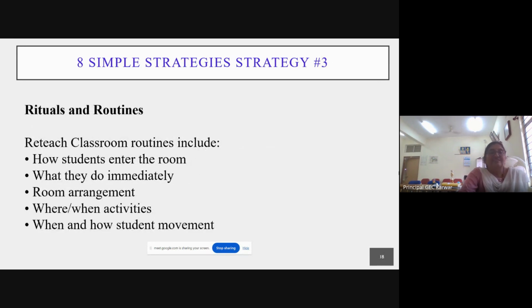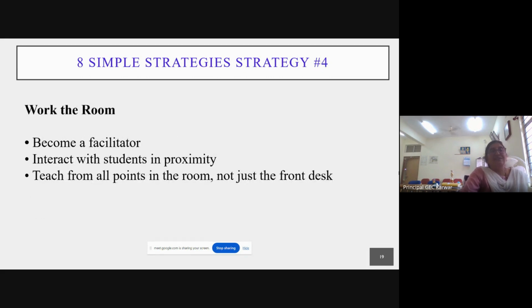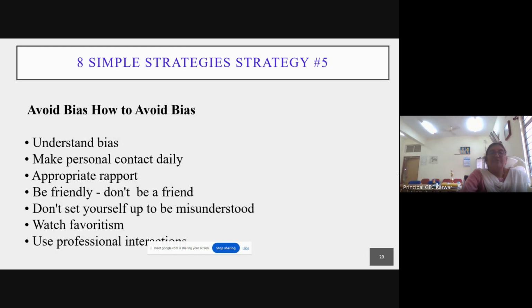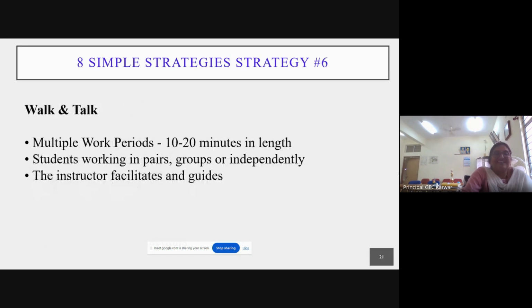Rituals and routines: how students enter the classroom, what they do immediately when they enter the classroom, room arrangements, how they keep, what the activities are, how students' movement will take place, work the room. Avoid bias. How to avoid bias? Understand bias. Make personal contact daily. Appropriate rapport. Be friendly, don't be a friend. Don't set yourself up to be misunderstood. Watch favoritism. Use professional interaction.